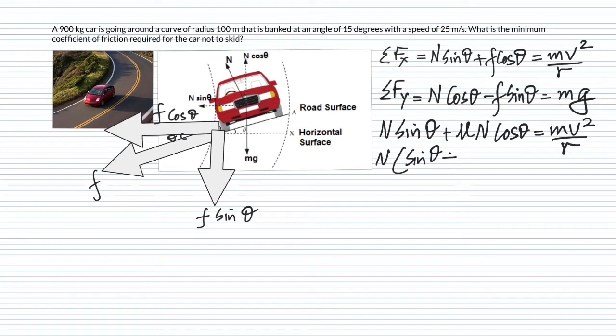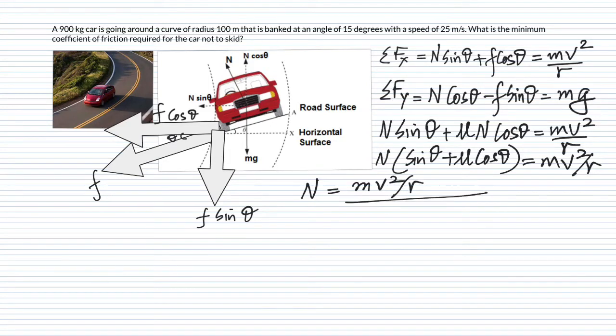And then I'm taking out n as a common factor because there's n in both terms. And then I'm going to make n the subject of that equation, which means you're going to get mv squared by r divided by sine theta plus mu cosine theta. So that is one equation, which I get from this one right here.